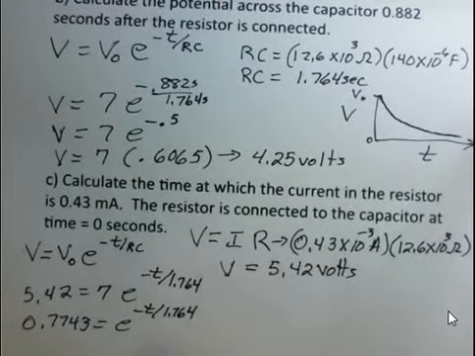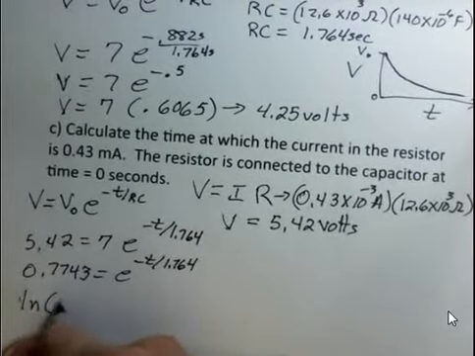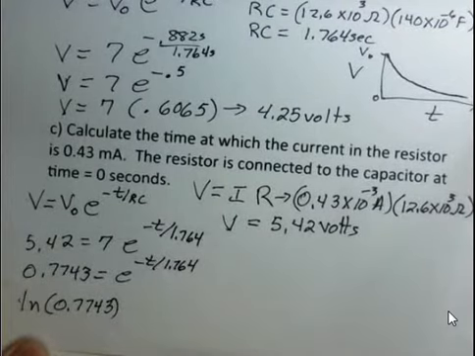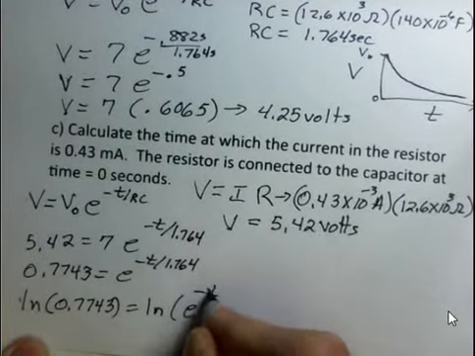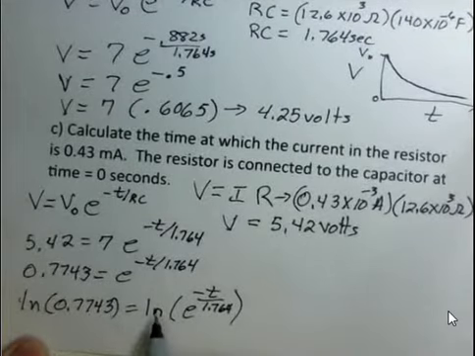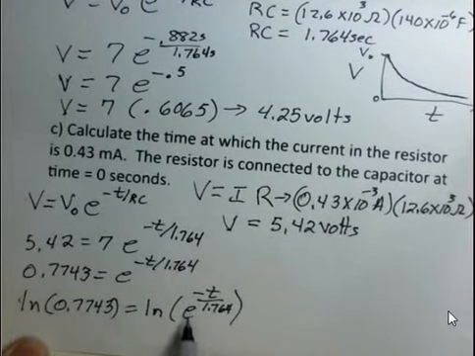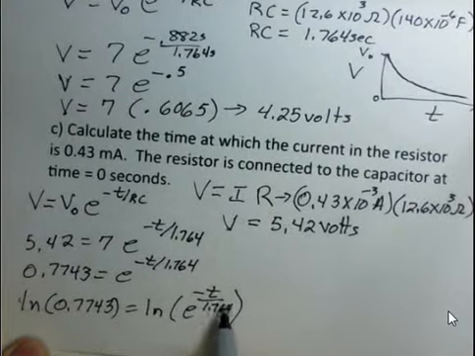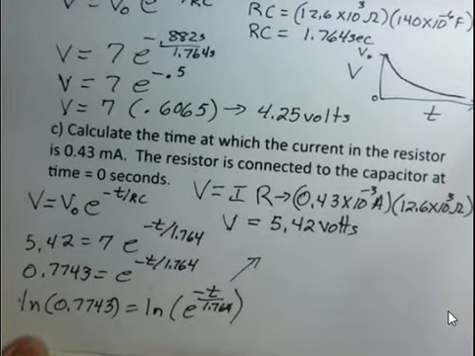And now take natural log of both sides. So natural log, and again you'll use your calculator to accomplish this. Natural log of 0.7743 equals natural log of e to the minus t over 1.764. And we have a situation here. The natural log function is the inverse function of e raised to a power. So these two functions will cancel each other, and we'll just be left on the right side with minus t over 1.764.